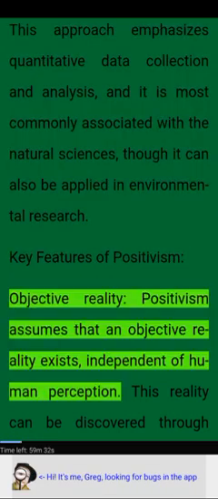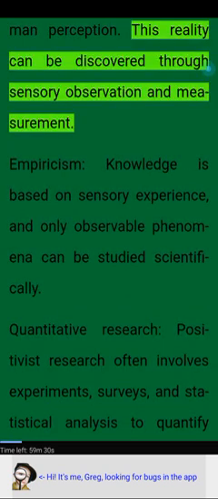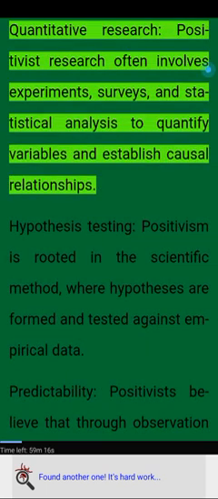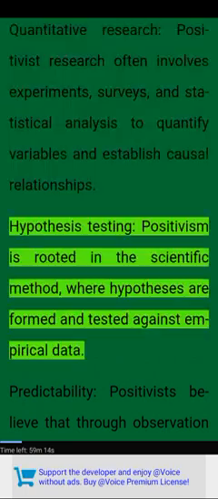Key features of positivism. Objective reality. Positivism assumes that an objective reality exists, independent of human perception. This reality can be discovered through sensory observation and measurement. Empiricism. Knowledge is based on sensory experience, and only observable phenomena can be studied scientifically. Quantitative research. Positivist research often involves experiments, surveys, and statistical analysis to quantify variables and establish causal relationships.